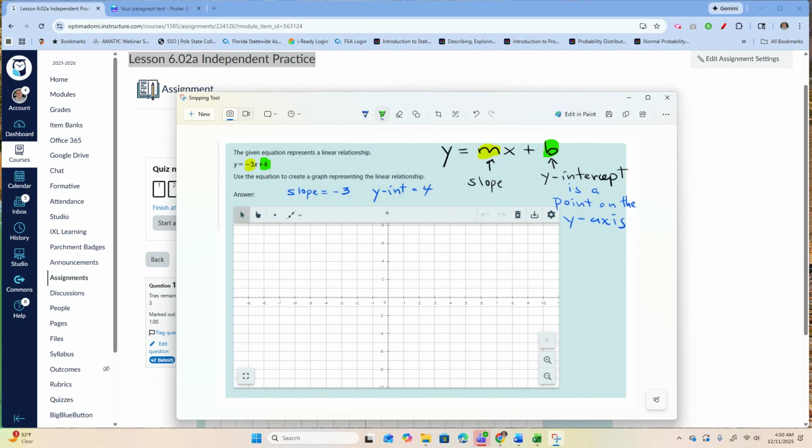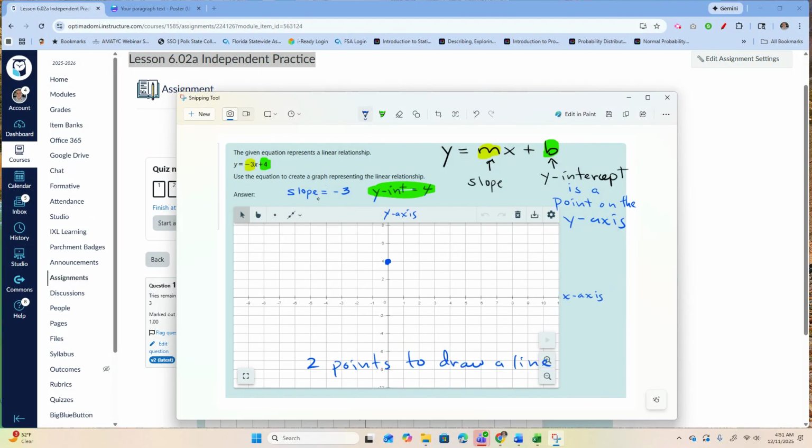And here's what you're going to do. You're going to start with the y-intercept. And we're going to put that point on the y-axis. We're going to put a point on 4. So we're going to be right here. Remember, this is the y-axis. This is the x-axis. So I'm going to start with the y-intercept 4. And then to draw a line, you need 2 points. Right now, I only have 1 point. So I need a second point. That's what the slope is all about.